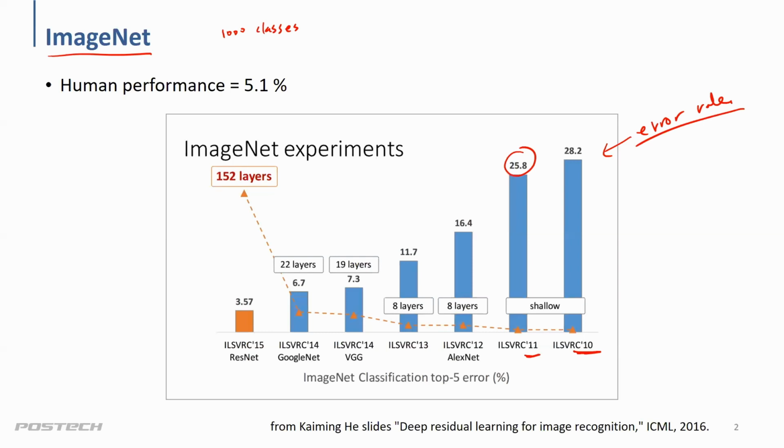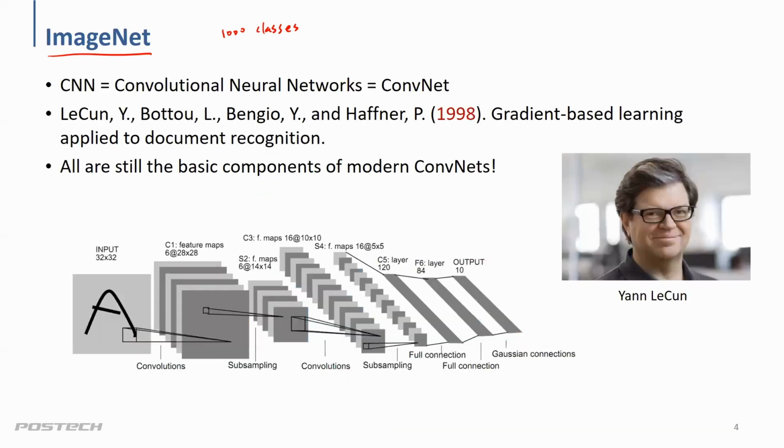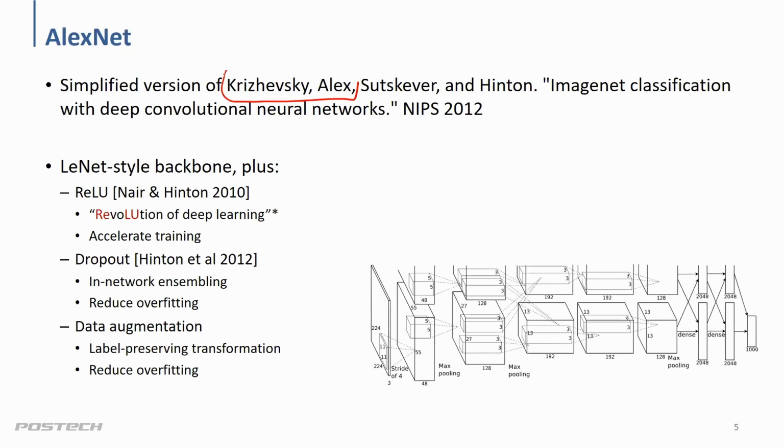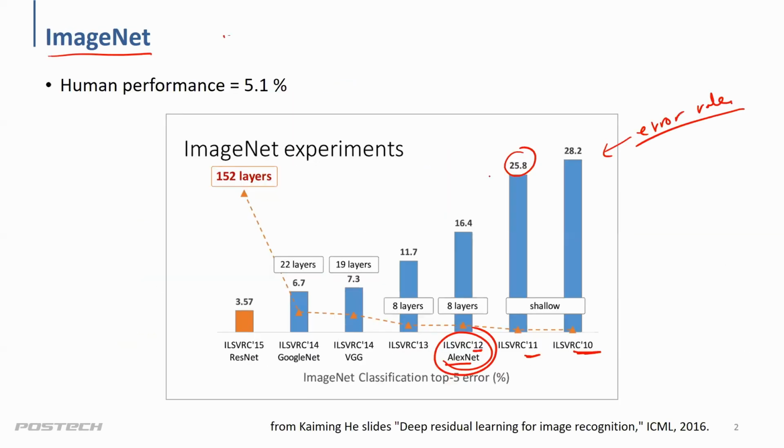In 2012, AlexNet, named after this guy, a master's student from the University of Toronto, suggested it, and it made a huge improvement of almost 10%. So everybody started talking about deep learning again. That's the historical background related to the ImageNet competitions. Right after that, everybody tried to do CNNs.